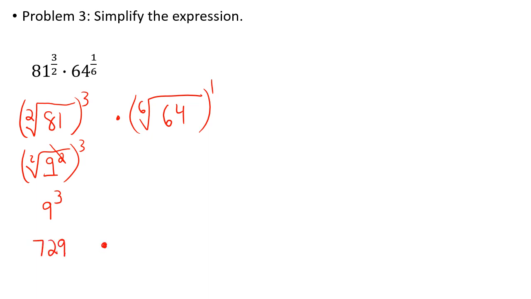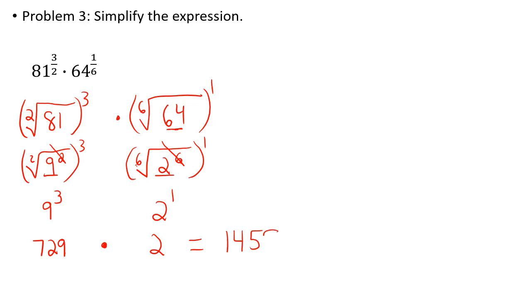Times, now we're going to do the same thing to the 64. So we got to figure out some number to the 6th power that gives us 64. That's going to be 2. 2 to the 6 is the number 64. These will cancel out now because the index and the exponent are the same. So now you're going to have 2 to the 1st, which is 2. And now we go 729 times 2 to get 1,458.